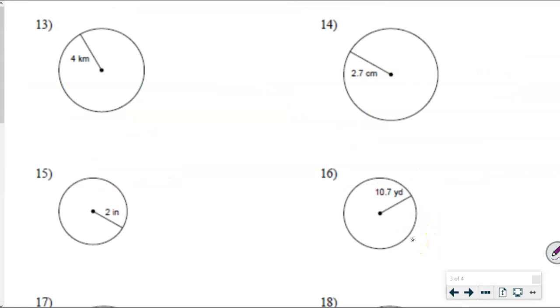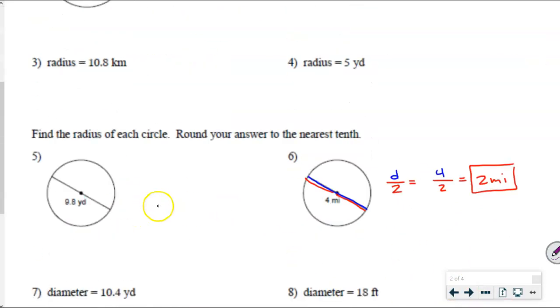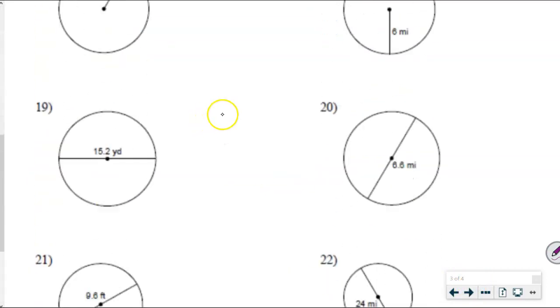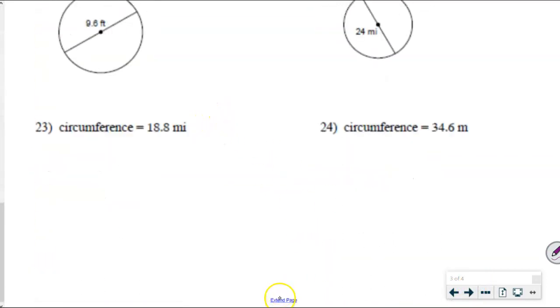There's lots more to practice. On the back side, you're going to notice there aren't any directions. It's just because it's a continuation of that last set where it says use the information given to find the area of the circle. I do have some challenge problems at the end. So on each of these, we're finding the area of the circle. At the very, very end, at 23 and 24, I'm not giving you the radius or the diameter. I'm giving you the circumference.